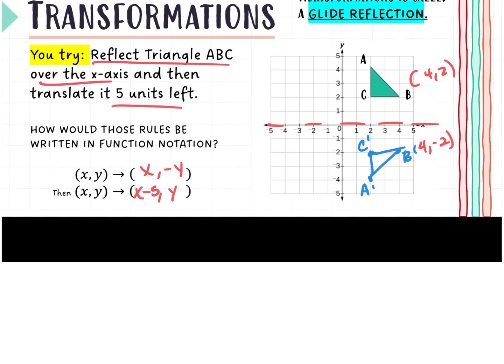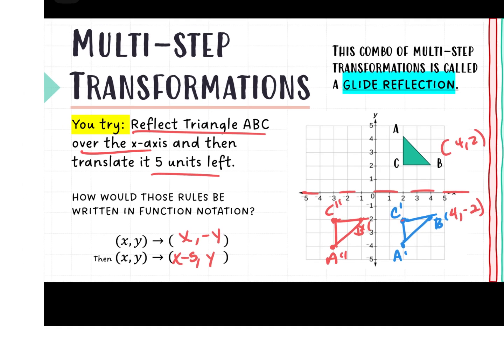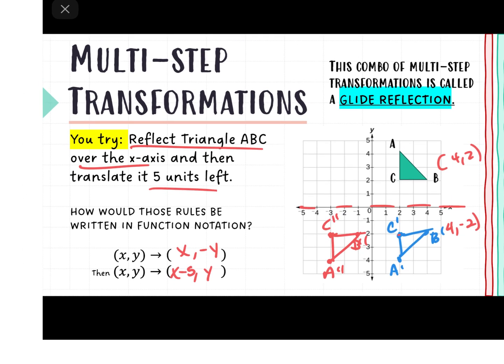All right, now let's go actually do it. Here we go. 5 units left for all the x values. So C, count 5 to the left. There's C double prime. A, 5 to the left. Oh, wait, I think I went 6. Jeez. All right, let's try again. 5, there we go. C double prime. A double prime. And then B double prime. Okay. That is your other glide reflection.